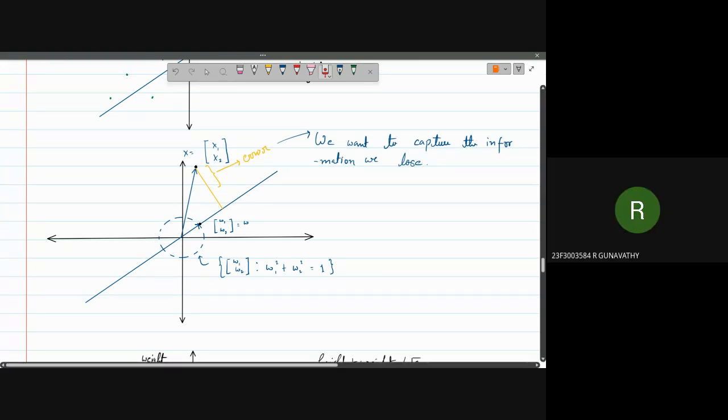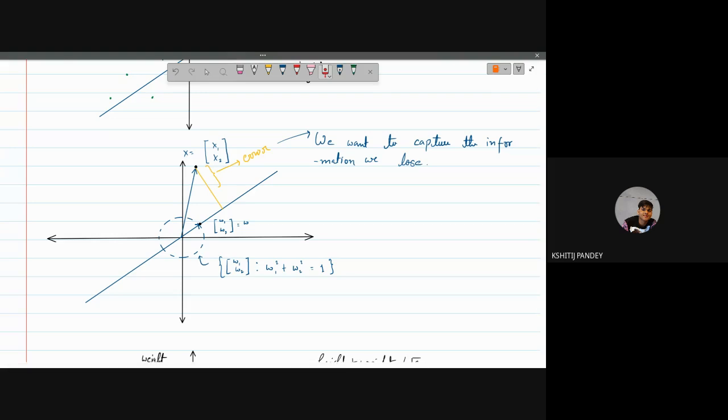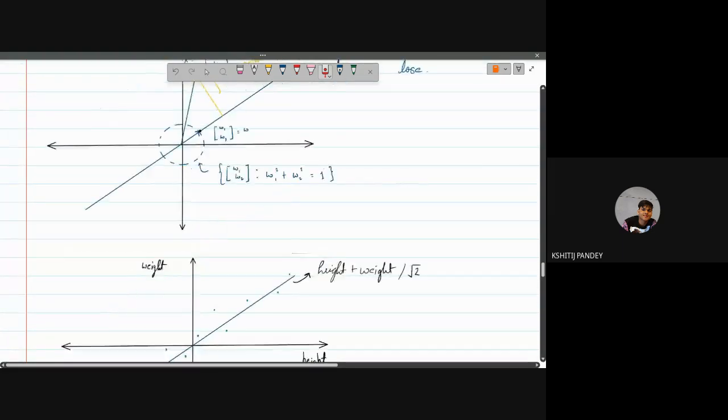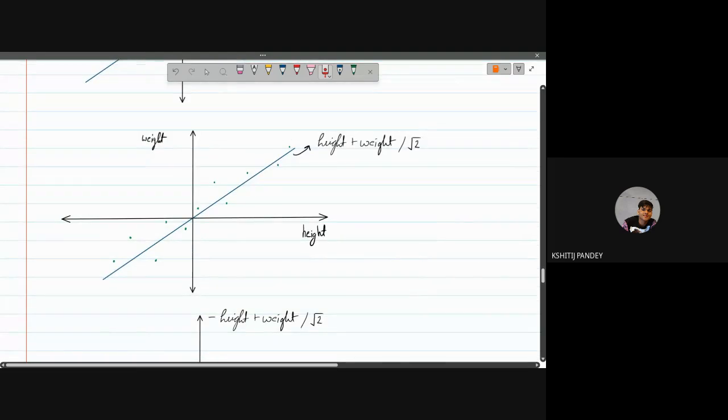Yes. So now, what can we do? How can we capture this loss? I mean, how do we want to capture what we have lost? So what can we do now? Okay, so let's get back to our height weight example.